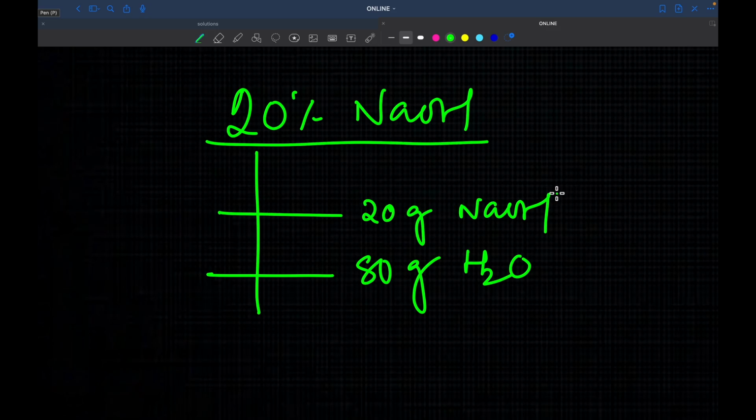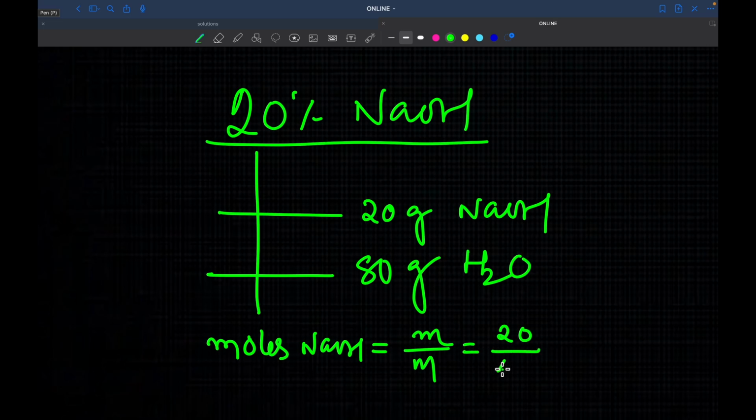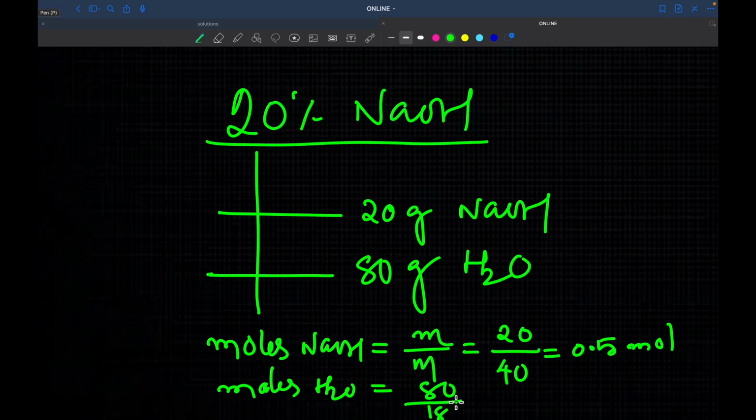If mass is given, can you calculate the moles? You can calculate moles, right? Moles of NaOH equals mass by molar mass. Mass is 20, molar mass is 40, so how many moles do we get? Half a mole. And moles of water can also be calculated. Moles of H2O equals mass, which is 80, by 18, since molar mass of H2O is 18. So this is nothing but 40 by 9. So how much would it be?